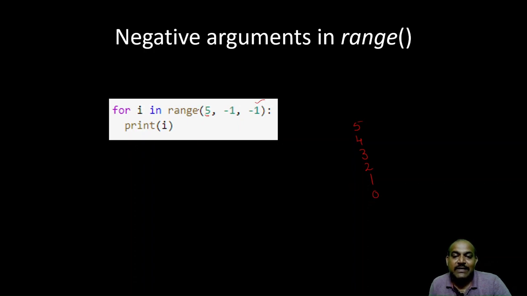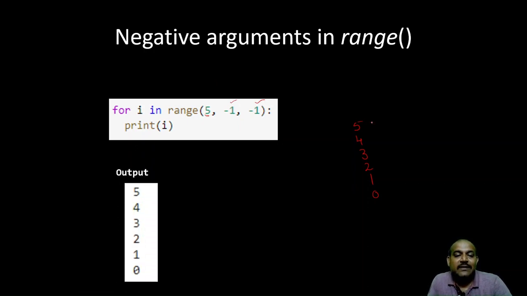But minus 1 is not in the range of minus 1, because as I said, it should be one less than that. So what is the output of that? It prints all the values from 5 to 0, in decreasing order. This is how you can give negative numbers in the range function.